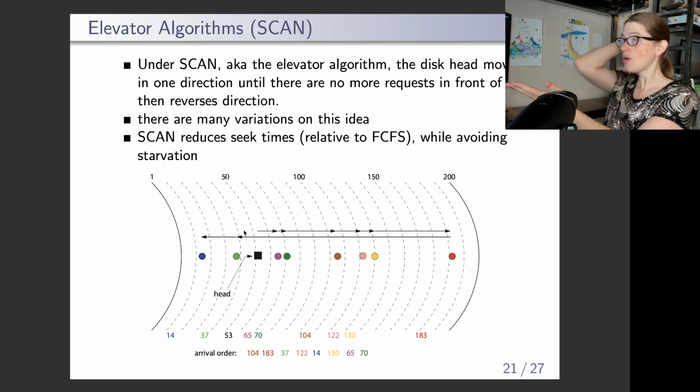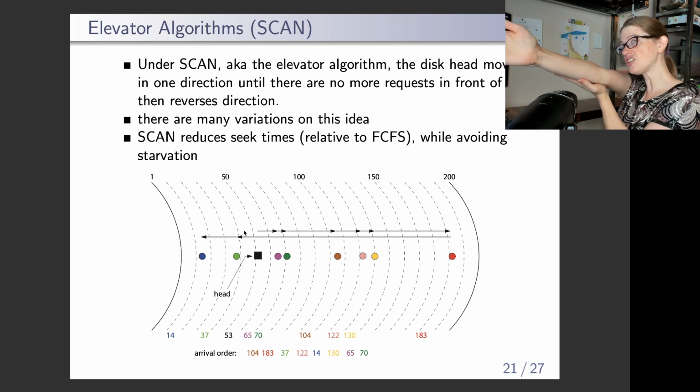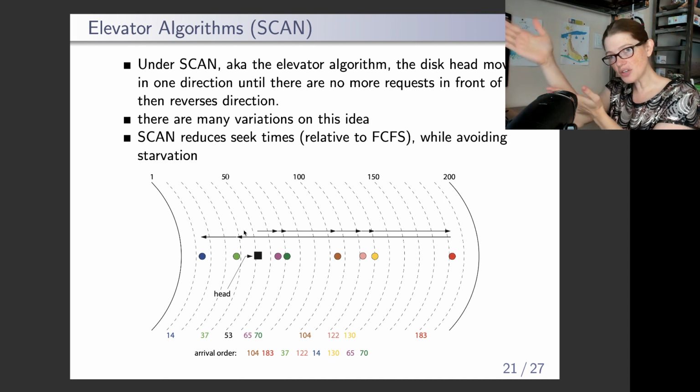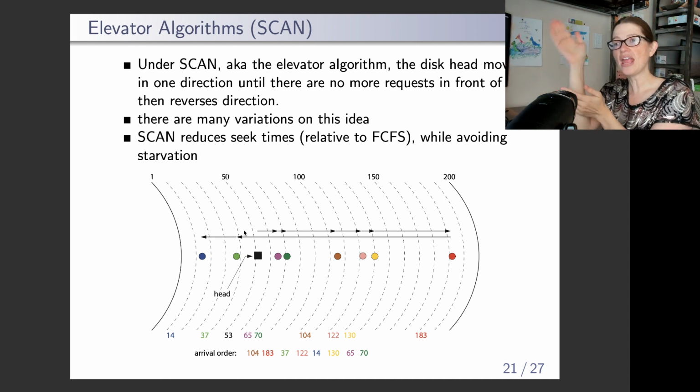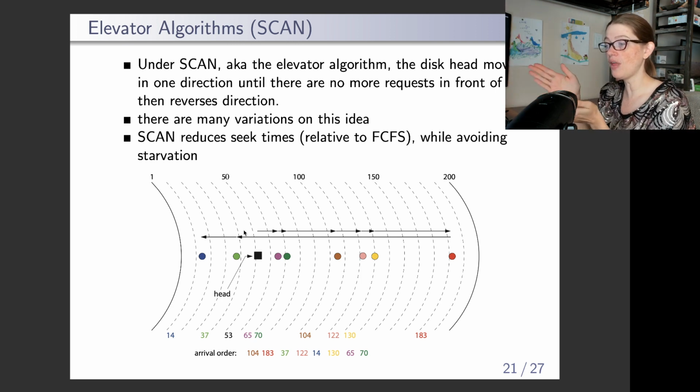And so we are going to go only in that direction, serving each of the jobs as we travel in that way, as we see them. So we start at 52, and then we're going to serve 65, and then we serve 70, and then 104, and then 122, and then 130, and then 183.